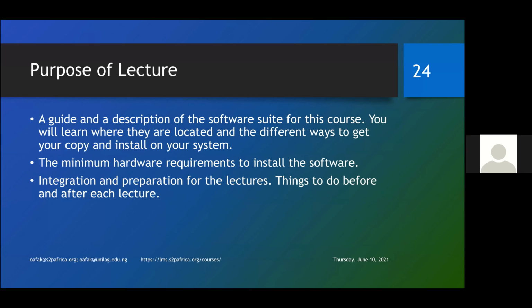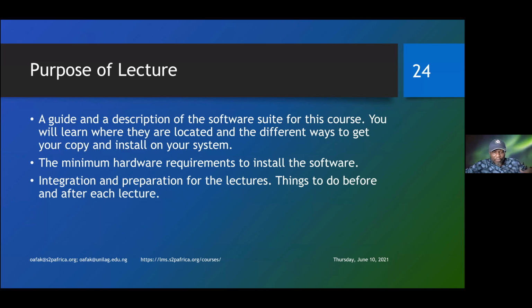Okay. Now, for the purpose of the rest of this lecture, I'm going to give you a guide and a description of the software suite for this course. You will learn where they are located and different ways to get your copy and install it on your system. We are going to use 3 principal software for this course, and I expect everybody to install the software. If you do not install it, don't come to the next class, because it's going to be hands-on, and I'm not going to wait for you.